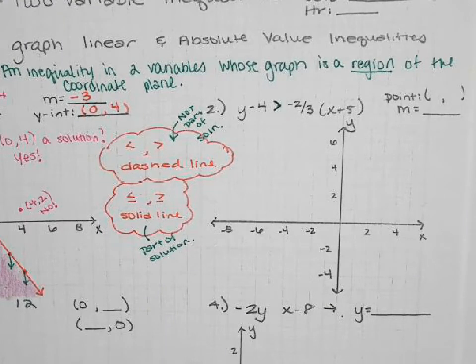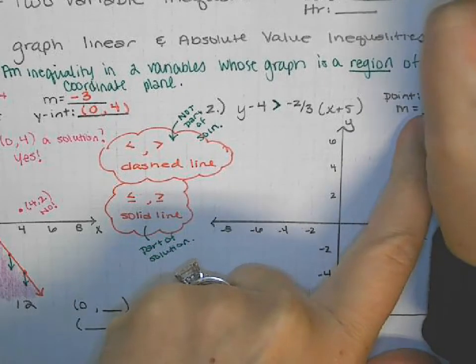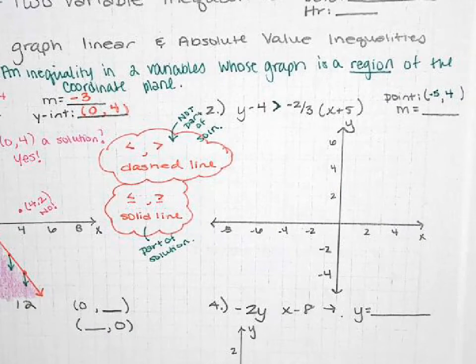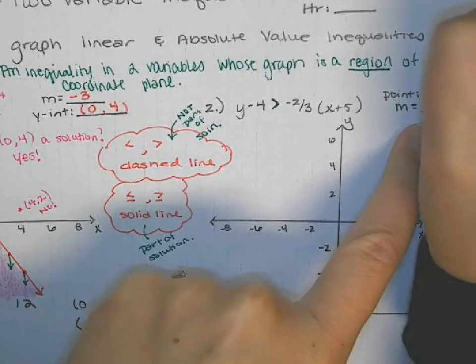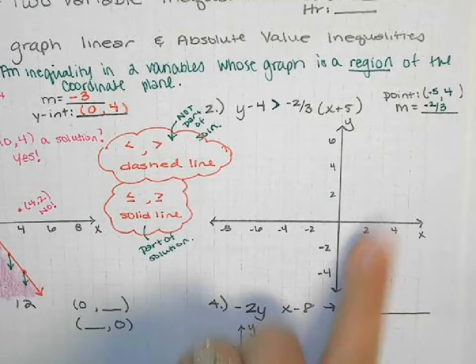Not negative 4 or 5. Remember, your x is with your x, your y is with your y, and they show up opposite. Go ahead. Yes, negative 5, comma 4 is the point. And what is the slope of this graph going to be? Yes, negative 2/3. So we're going to use those pieces of information.